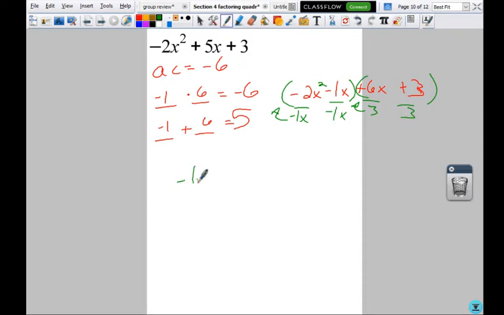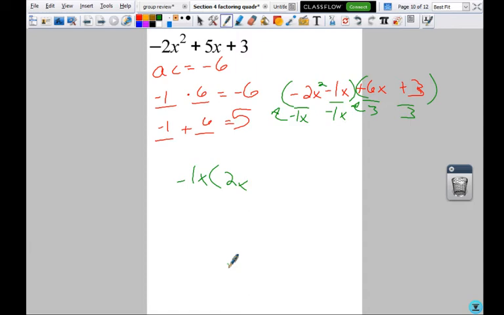Alright, so I got negative 1x. James, what do I get after I take out that negative 1x? What's left over in here? Negative 2x squared over x means we just have a single x left, so negative 2x. And what's negative 1 over negative 1? Positive 1.